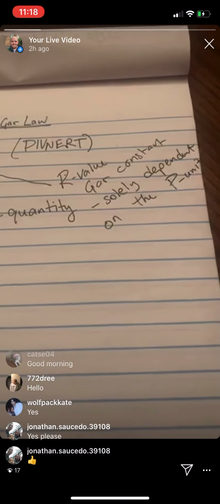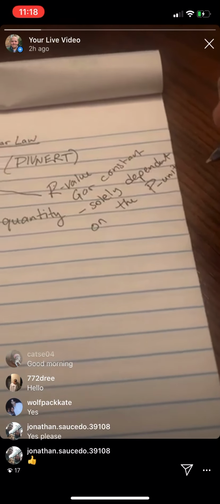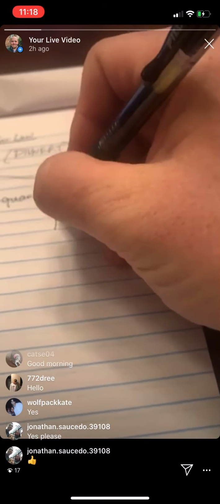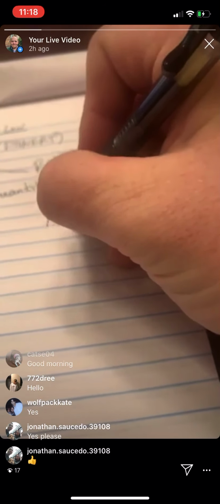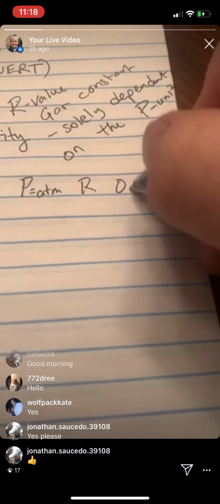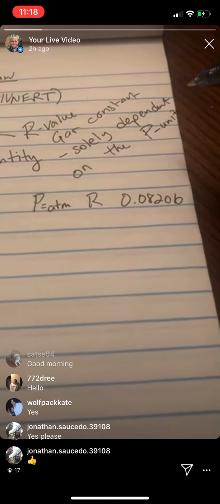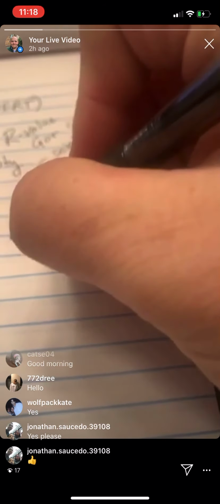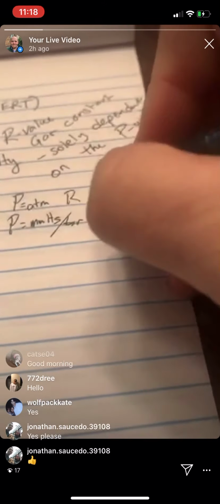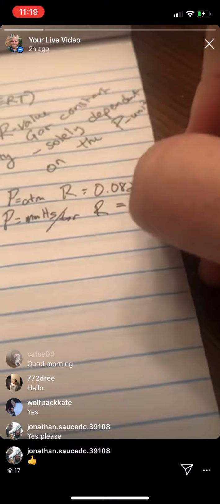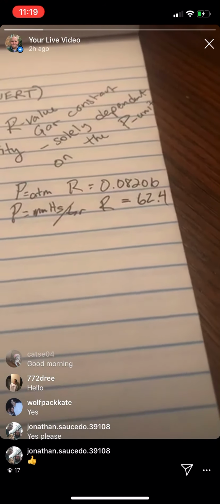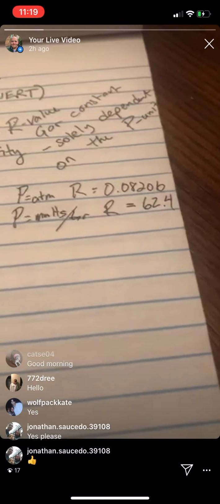All right. So there are lots of R values, okay? If your pressure is in atm, then your R value is going to be 0.08206. All right? If your pressure is in millimeters of mercury or torr, then your R value is 62.4. These are not calculated numbers. These are found based off experimentation.